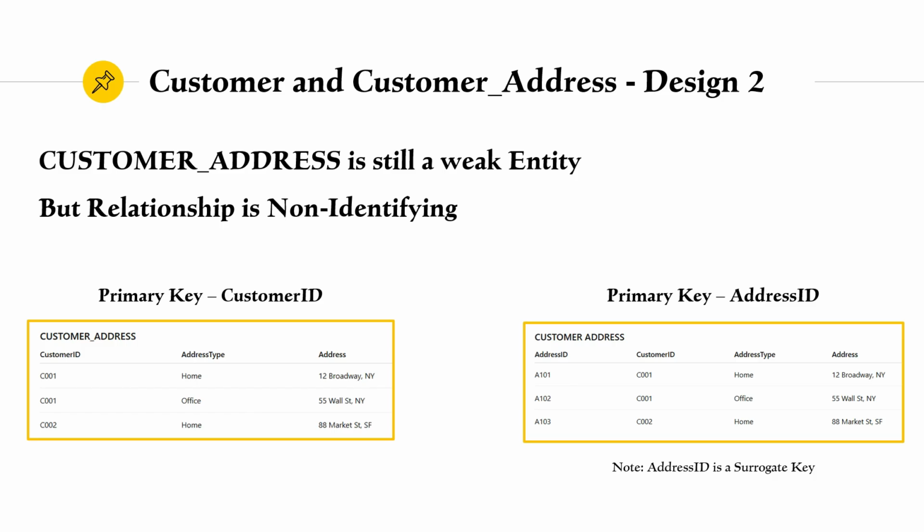So even though customer address is a weak entity at the conceptual level, it can still be implemented using a non-identifying relationship in the physical design. And once you understand this distinction, reading and designing ER diagrams becomes much easier.